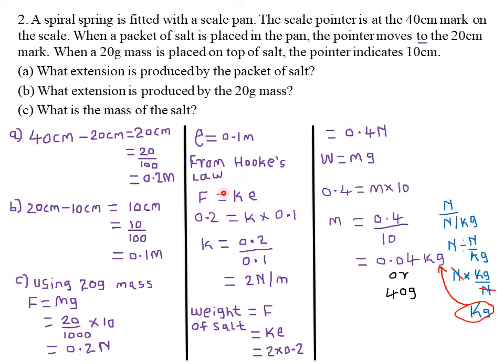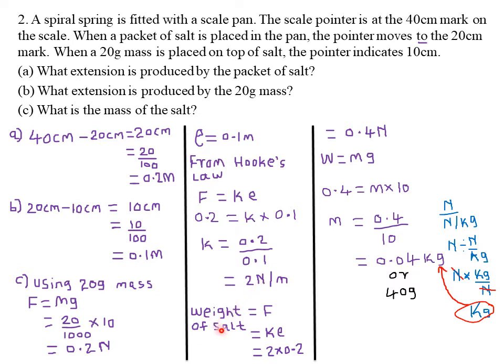Now from Hooke's law, we can find the K. Force is equal to KE. So the force is 0.2, then the extension is 0.1. So if I make K the subject of the formula, I'll divide both sides by 0.1, which gives me K is equal to 0.2 divided by 0.1, which is equal to 2 Newton per meter.